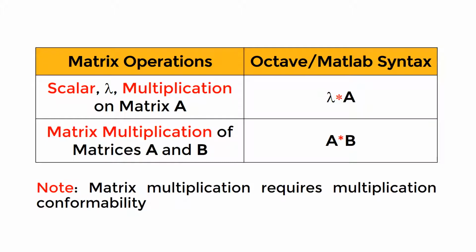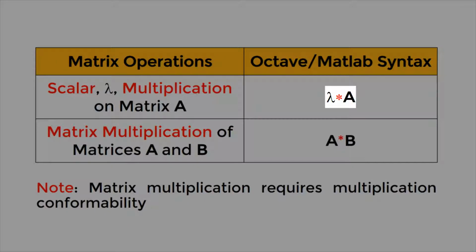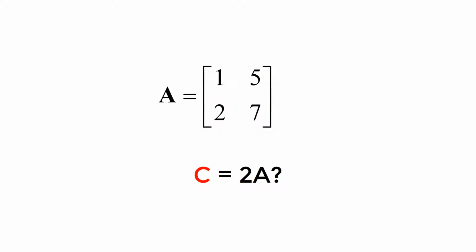For scalar multiplication, consider scalar quantity lambda and matrix A. The scalar multiplication is element-wise multiplication of scalar quantity lambda. You can simply use lambda star sign and matrix A. Consider given 2 by 2 matrix A. 2A means that it needs to double all the elements in the matrix A using scalar multiplication. To calculate 2A, you can use C equal 2 star followed by A. You can see the doubled elements in the matrix A.